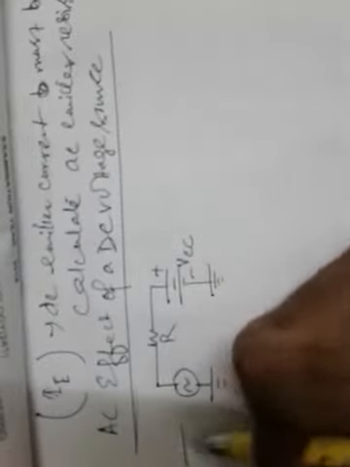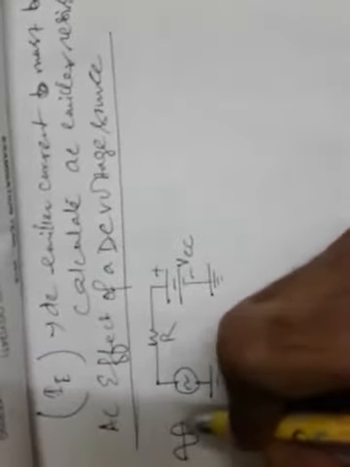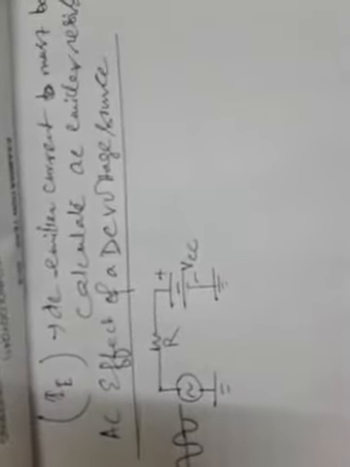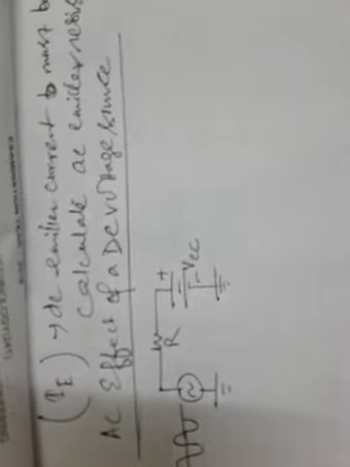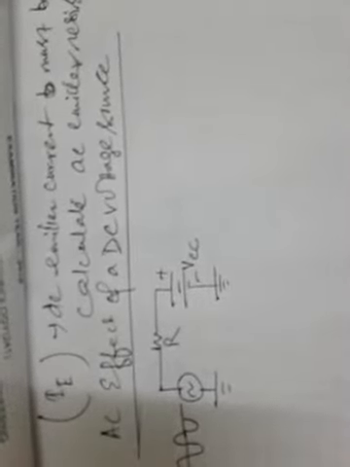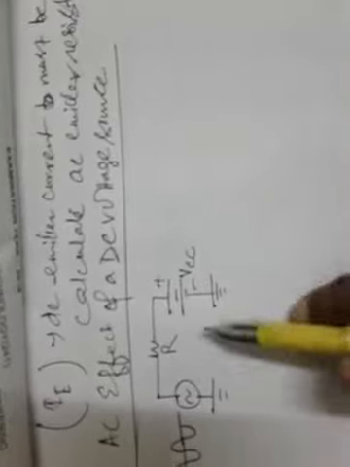This is VCC, this is resistance R, and this is an alternating signal, like this. So now in this figure we can see that it is a circuit with AC and DC sources. In a circuit both AC and DC sources are present, and what is the AC current in a circuit like this? Let us find out.